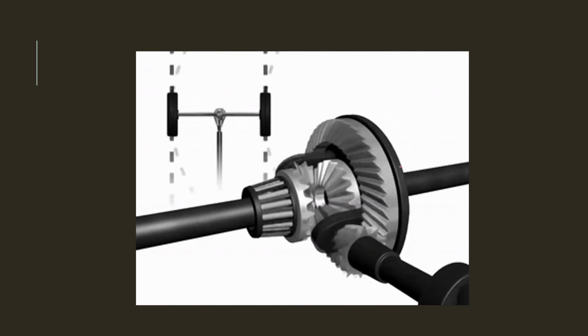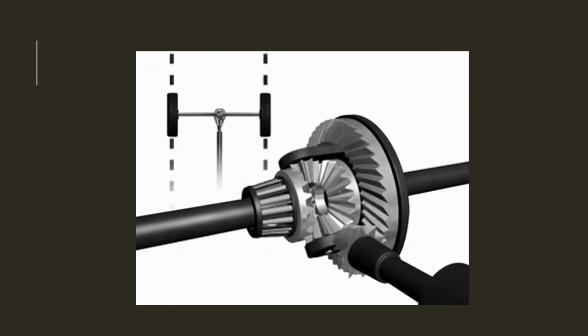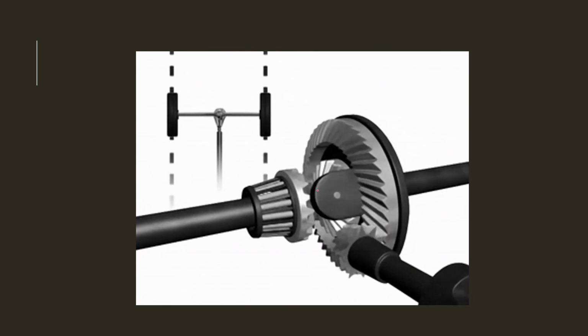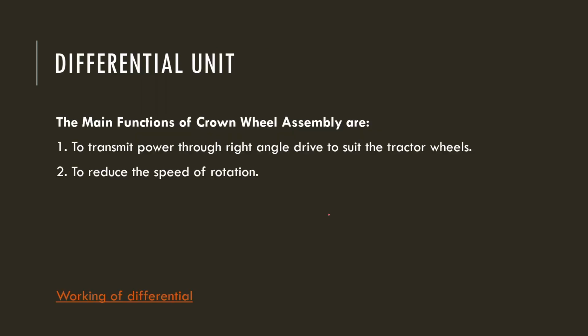When one wheel is experiencing an extra load, then there will be relative motion. At that time only the small pinion gear will start to rotate. So I will upload another video that will explain very clearly the working of the differential.